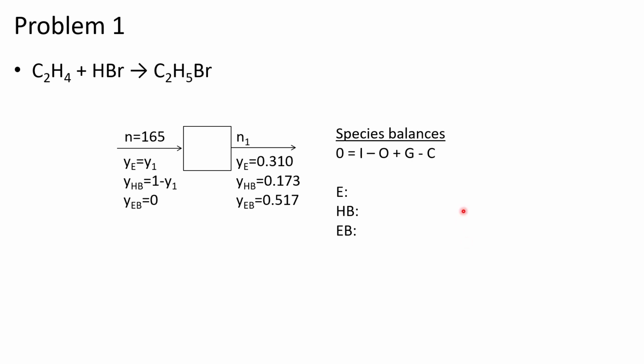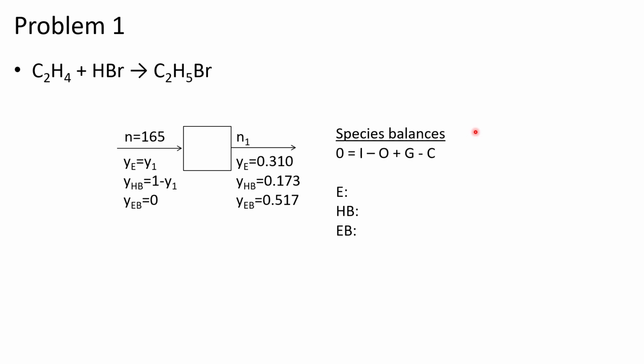The mass balances, as we've discussed, will be of the form that 0, because we have a steady state process. Remember that here we had an accumulation term for unsteady state processes, but for steady state processes, we're going to assume that this term is 0, or by definition it's 0. So 0 is going to be equal to what comes in minus what comes out plus G minus C. And we've written down expressions for G minus C for each of these species in terms of the extent of reaction.